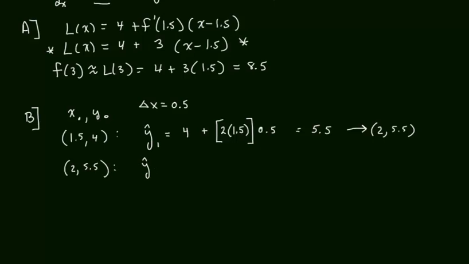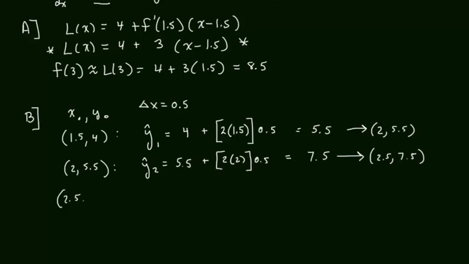Our second iteration, y hat 2 equals 5.5 plus the slope at 2, which is 2 times 2, and then our change in x. The arithmetic leads to 7.5. That will point out to 2.5, 7.5. Our new starting point, 2.5, 7.5.